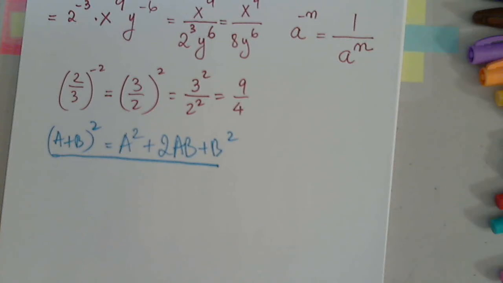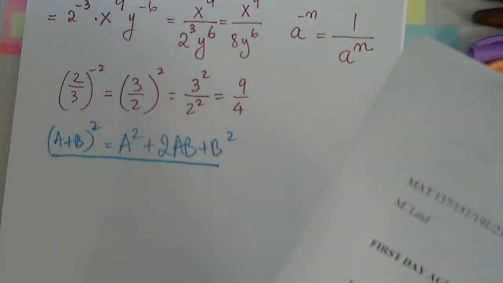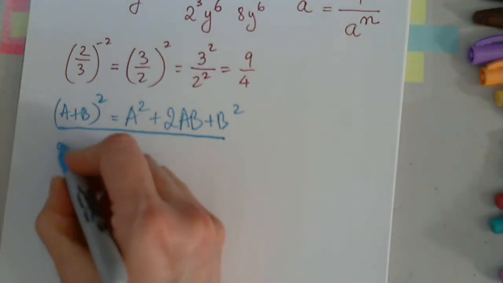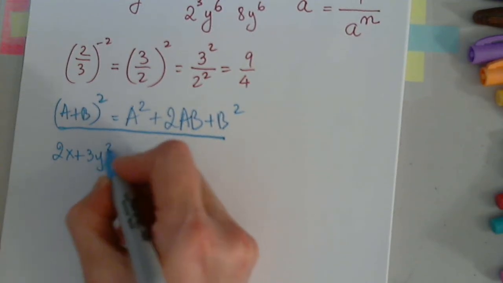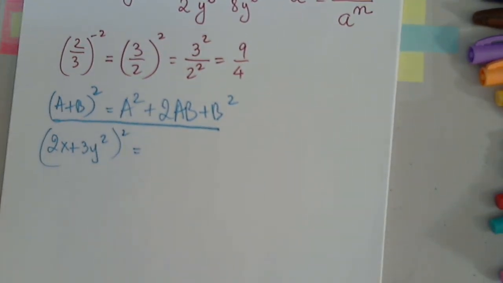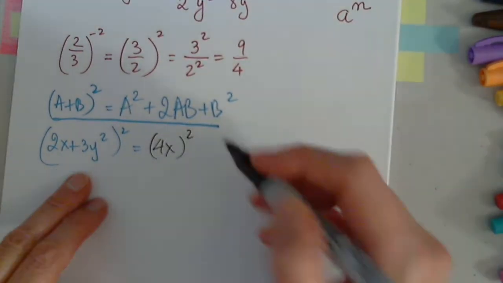Do we understand this? Do we have any questions on this? No? Okay, what about 2x plus 3y squared? Can anyone give us the answer? We don't want to FOIL. We're going backwards if we FOIL. Very good. 4x, if you want to write it like this, that's fine.